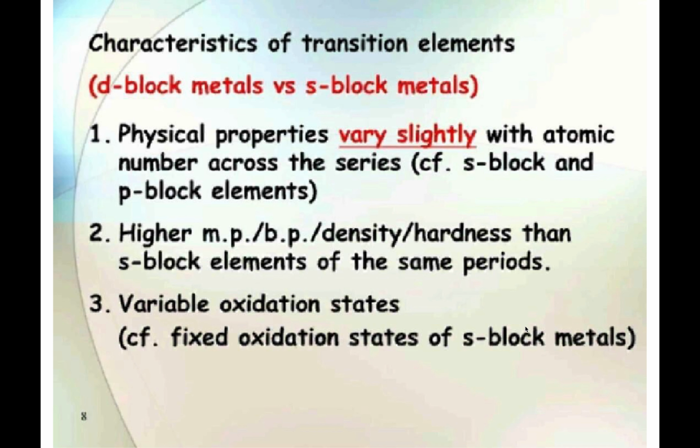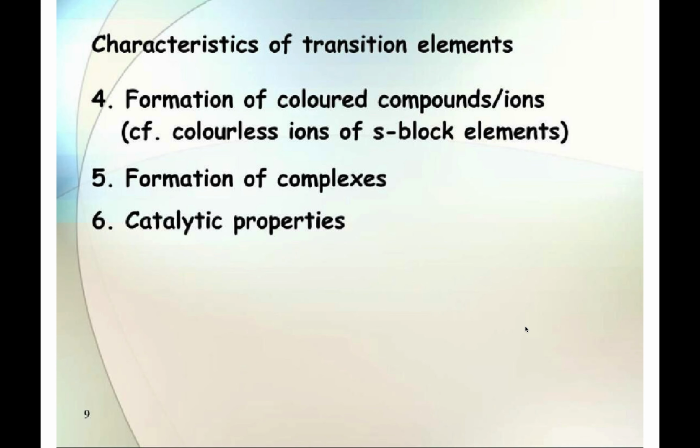And what are the characteristics of transition elements and d block metals? We'll have a quick comparison of d block metals versus s block metals. The physical properties vary slightly along with the atomic number across the series, unlike s block and p block elements. They have higher melting point, boiling point, density and hardness than s block elements of the same period, and they show variable oxidation states when compared with s block elements. Then also the formation of colored compounds, formation of complexes, catalytic properties, etc.